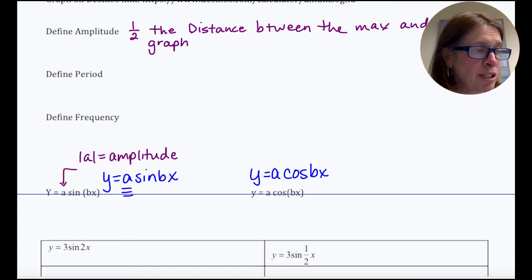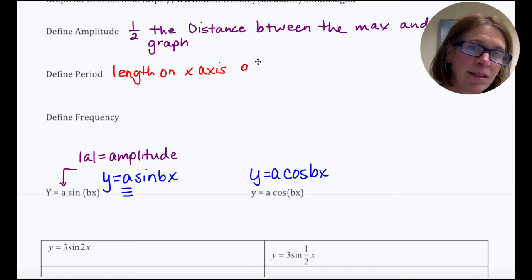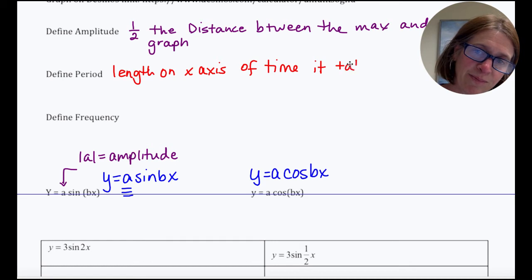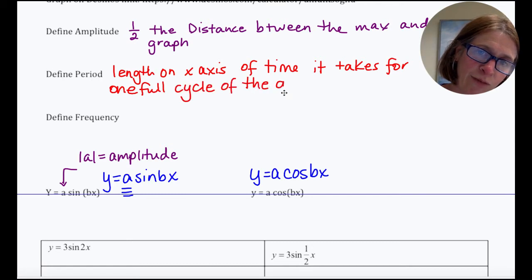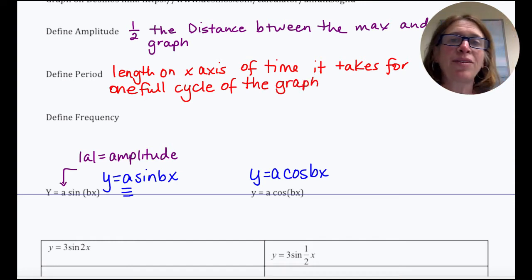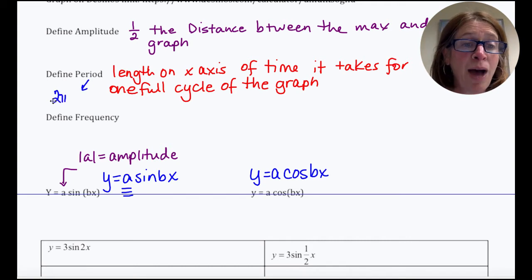All right, now remember we talked about period. We came up with the definition: it's the length on the x-axis, the length of time it takes for one full cycle of the graph. And we talked about that the general rule for sine and cosine is that the period is always going to be 2 pi.